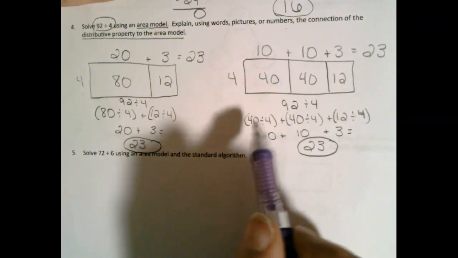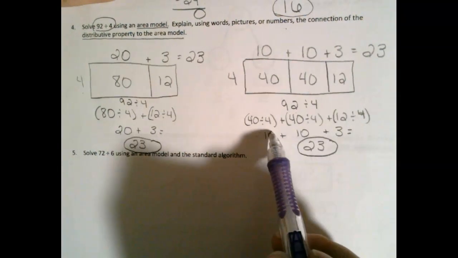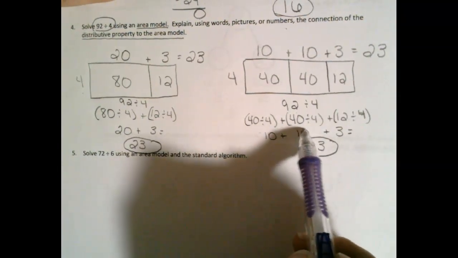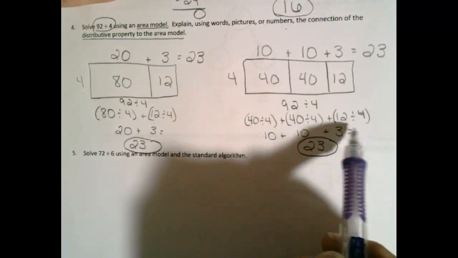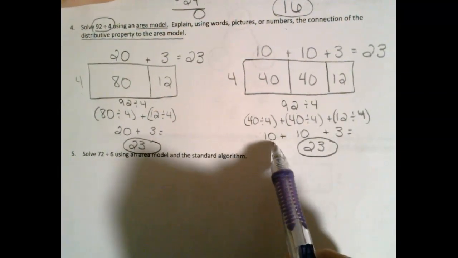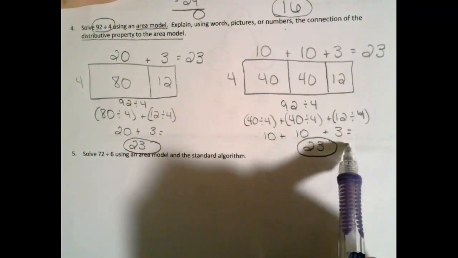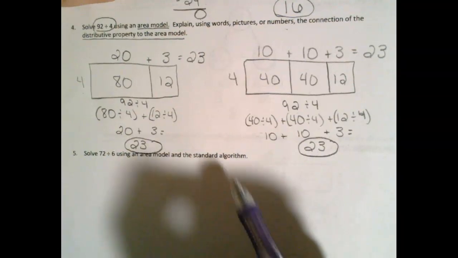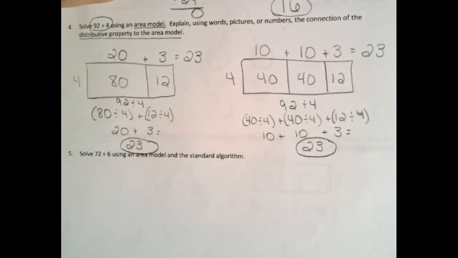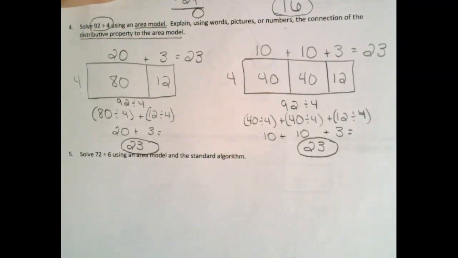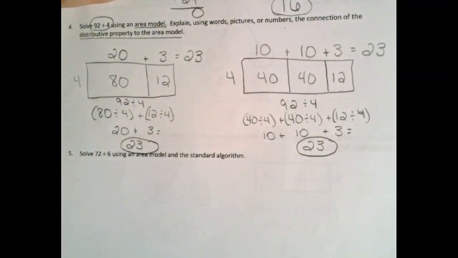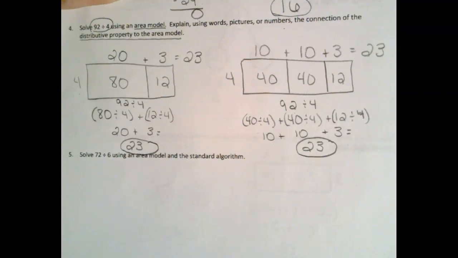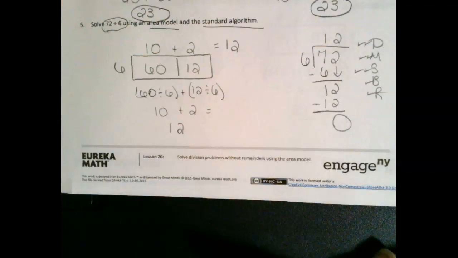When I break it down into the distributive property, I have 40 divided by 4 plus 40 divided by 4 plus 12 divided by 4. So I had 10 plus 10 plus 3, and my quotient was 23. So I got the same quotient both ways. All right, last one. I want you to try number 5 independently, and then you can come back and check your answer. But guys, remember, it's up to you to try.